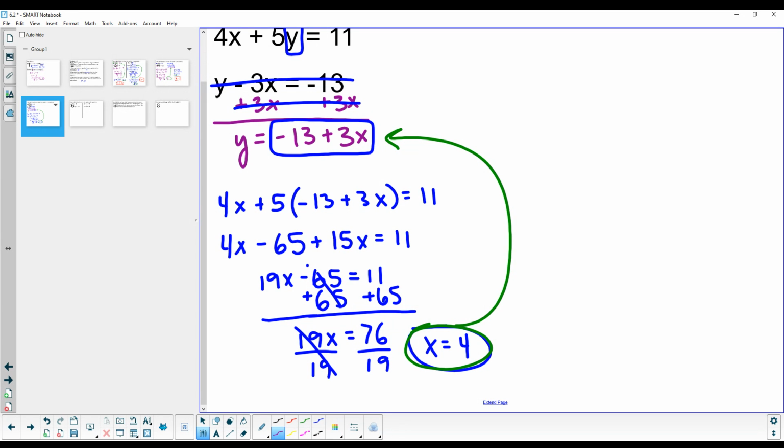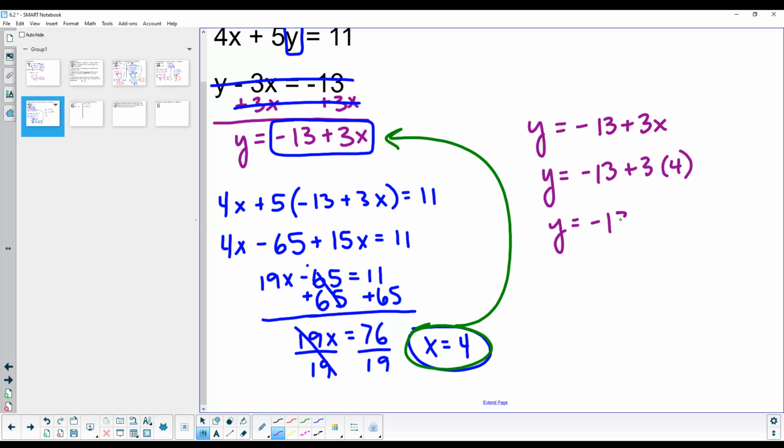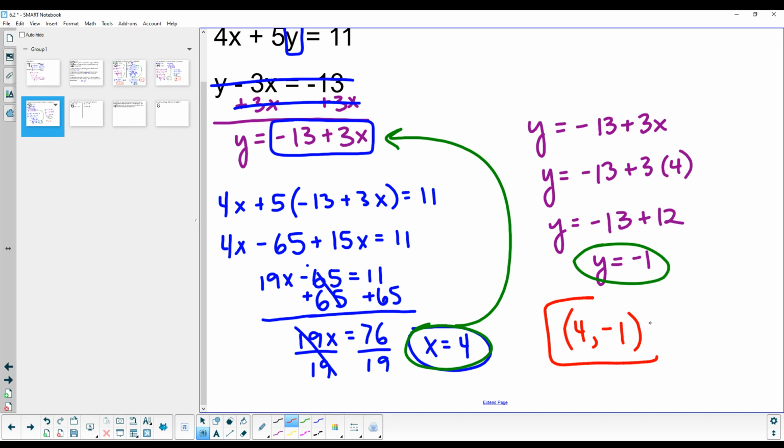Y was equal to negative 13 plus 3x. That means negative 13 plus 3 times 4. Now when I solve this, I get negative 13 plus 12, which ends up being negative 1. So I know x is 4. I know that y equals negative 1. When I go to write my ordered pair as my answer, it's always x and then y, so 4, comma, negative 1.